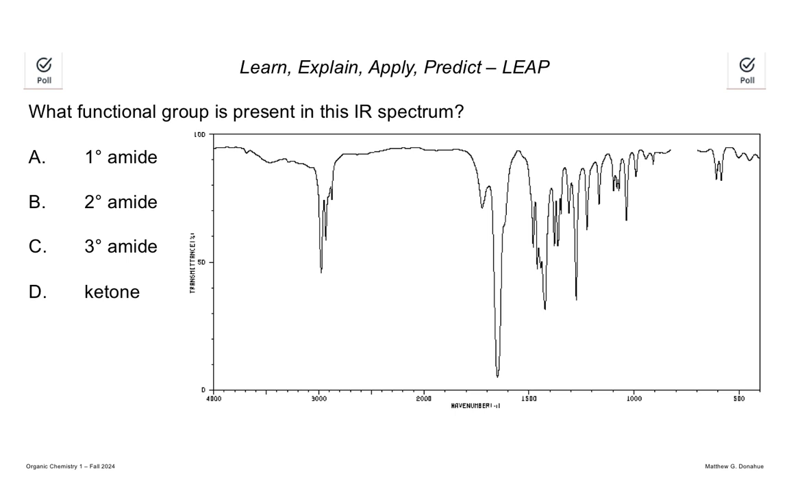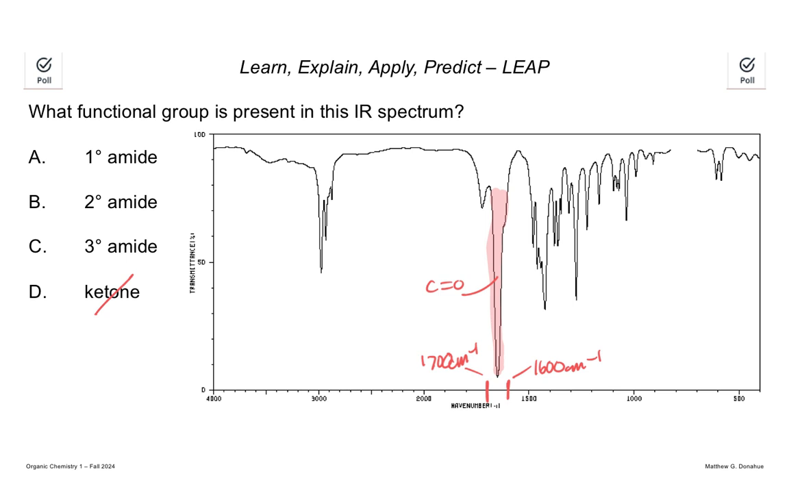So region 3, we can say that's a carbonyl. So there's 1600, 1700. We see that it lies below 1700, so we can eliminate ketone. The rest of the choices are amides.